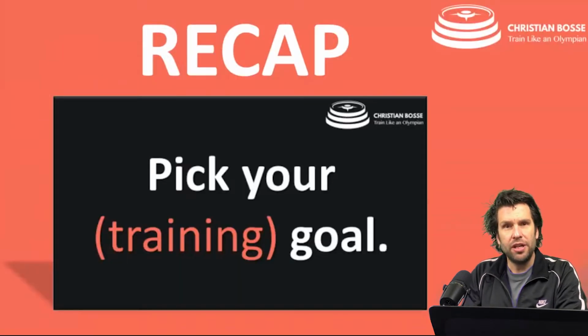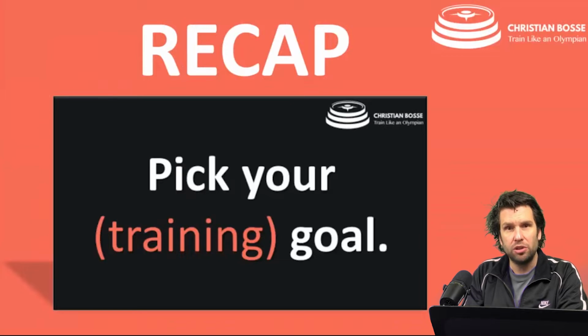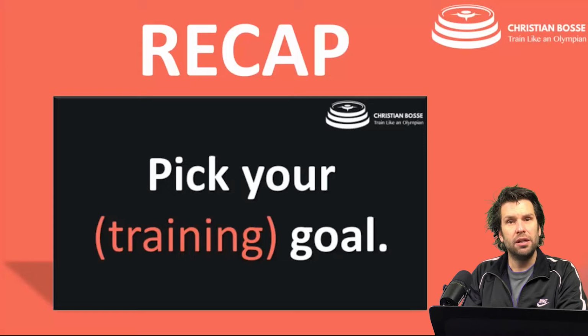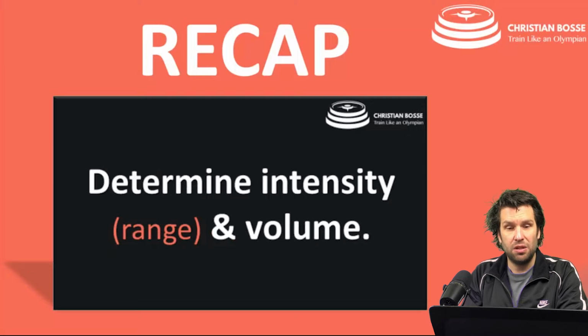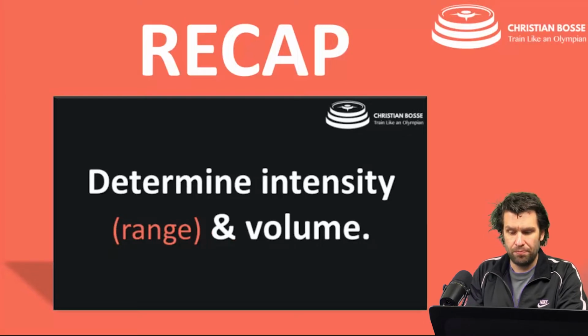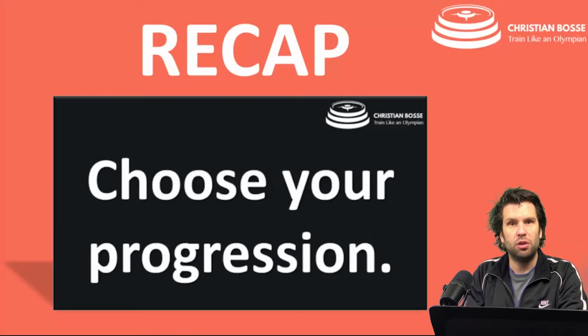So we said the first step is to pick your training goal. We just said the goal is to build muscle mass. Therefore, we choose a hypertrophy training program. Then we look at the intensity range and the volume. And then we choose our progression. So do we want to progress intensity? Do we want to progress volume? Do we want to progress intensity and volume at the same time? These are all options we can choose.